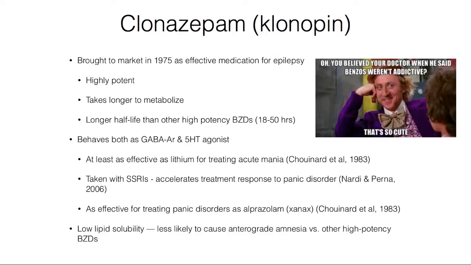It's both a GABA A and a serotonin agonist, and in 1983 it was shown to be at least as effective as lithium for treating acute mania. It also accelerates treatment response to panic disorder when it's taken with SSRIs, and it can be as effective as Xanax for treating panic disorders. Klonopin also has low lipid solubility compared to the other high-potency benzos, and it's thought that it's not as likely to cause anterograde amnesia, which is a problem with the other high-potency benzos, and I'll talk about that in a little while.